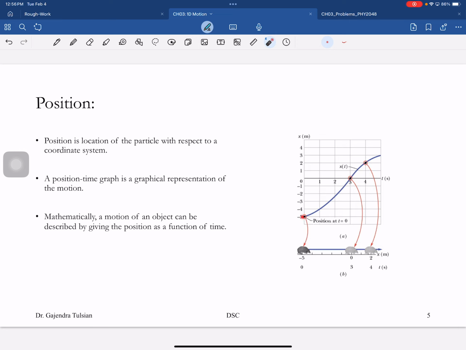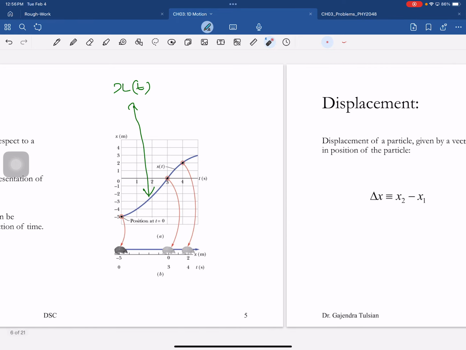Yeah, this has all the information, but I would rather have this. Okay. But these two are equivalent forms of information. Mathematically, a motion of an object can be described by giving the position as a function of time. Yeah. So that's how you describe the motion.